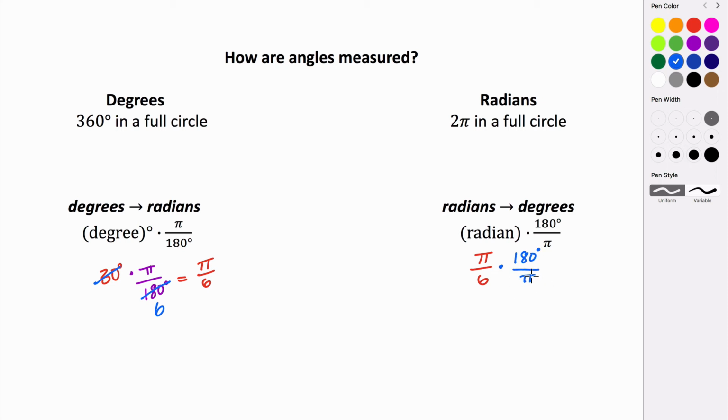Now, often the pi will cancel. However, there are times when our radian measure is not given in terms of pi, so we won't have anything to cancel. So these will cancel. 6 goes into 180 30 times, and we're left with 30 degrees. So we have pi over 6 radians is equal to 30 degrees, which we already knew from this over here. So let's look at a few more examples.